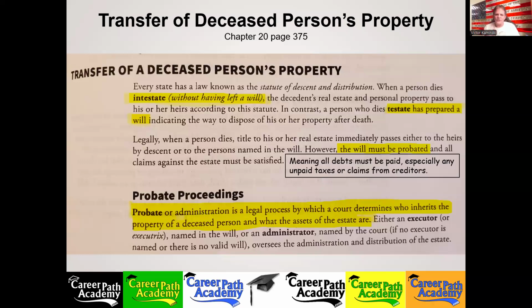And if no executor is named or there is no valid will, that administrator would oversee the administration of your will.